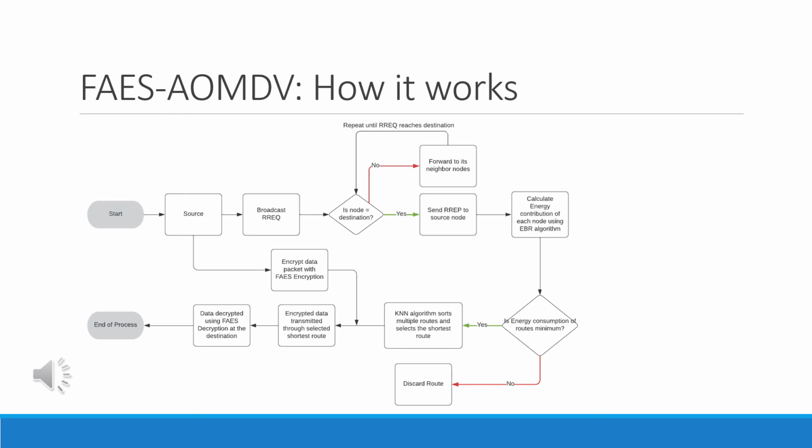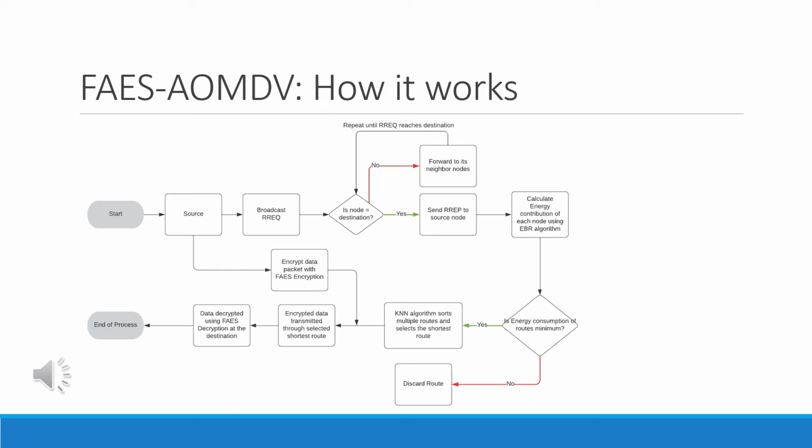As I mentioned before, in the FAES AOMDV algorithm, the source node broadcasts a route request to identify neighbor nodes within range, and it is repeated until the message reaches the destination and the replies reach the source with the available routes from source to destination.